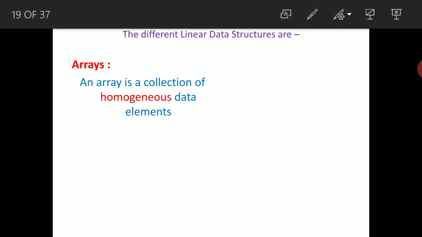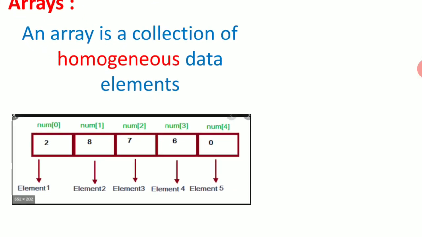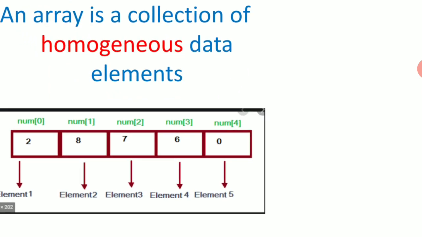How does an array actually look? We can see this image. So this is an ordered collection. Remember this part, it is an ordered collection. Linear means it is an ordered collection. In the image we are seeing an array of 5 elements. The element 1 is 2, which is stored in the 0th position, which we are going to call the lower bound. That means it is the first value.